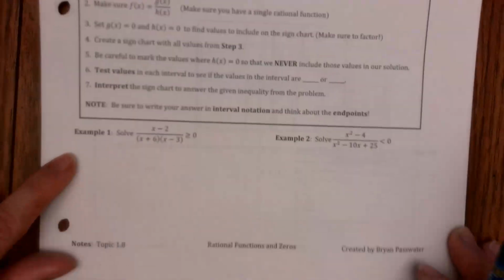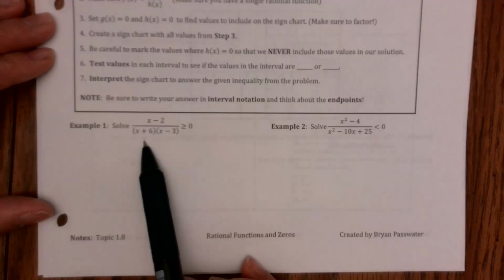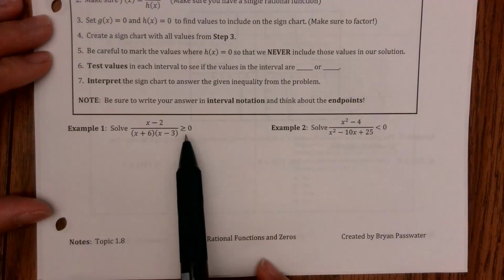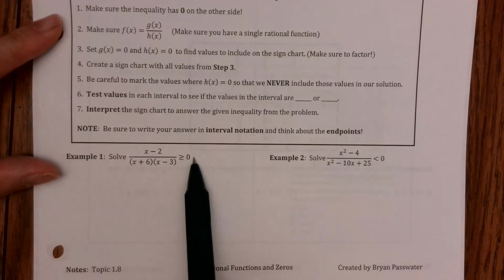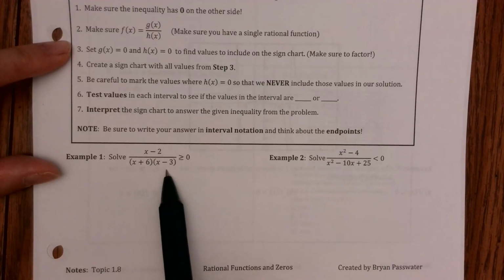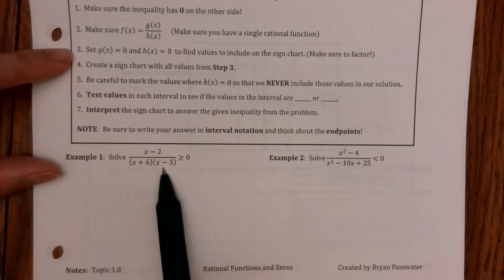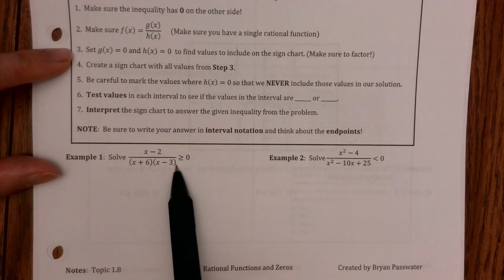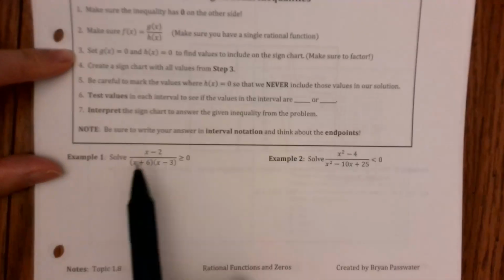Without further ado, if you look at the example, it makes more sense. Solve (x minus 2) over (x plus 6)(x minus 3) is greater than or equal to 0. Step number 1: make sure this is equal to 0 on the other side. It is. Number 2: make sure it is one single fraction. Yes, it is. Step number 3: set your numerator equal to 0 and denominator equal to 0 and find the values to include on the sign chart. It also says to make sure to factor. It is already factored.